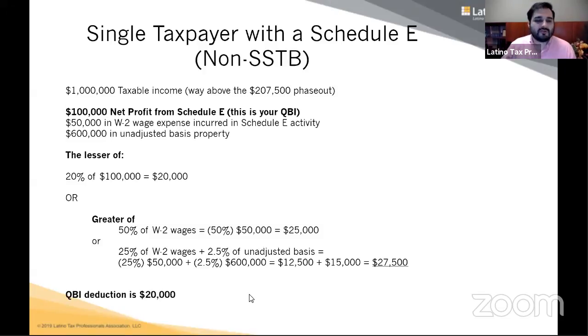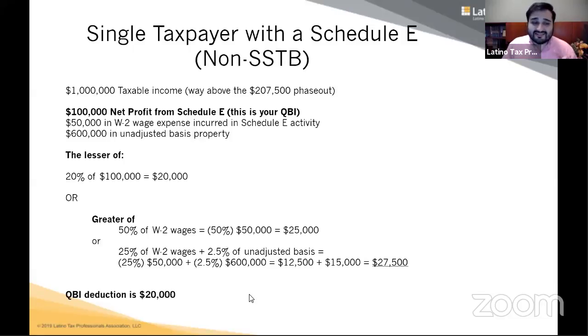So you take $100,000 net income. Let's say out of the $1 million that Simon has, only 100,000 comes from a Schedule E, right? $100,000 net income. That's your qualified business income. There's $50,000 in W-2 wages that are associated with that rental activity, with that business, and there's $600,000 of assets. So maybe the rental business has 2 properties and they add up to $600,000.